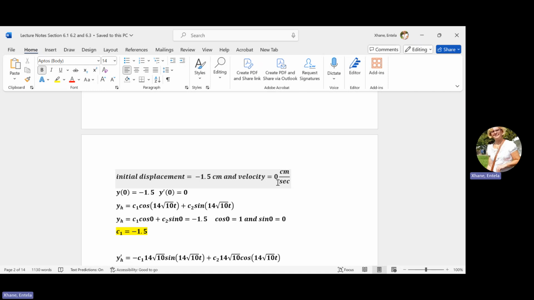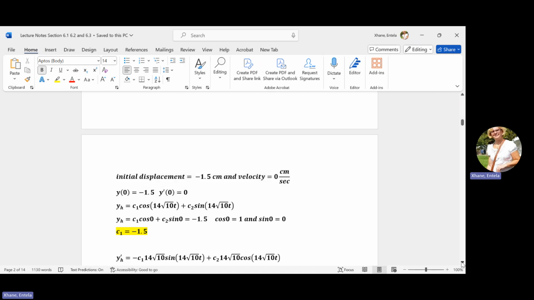So we apply the initial conditions into the first formula, which is the formula for the displacement. We replace by negative 1.5 and the time by 0. So we have C1 cosine 0 plus C2 sine 0 equals negative 1.5. We know that sine 0 is 0 and cosine 0 is 1. So therefore, C1 is negative 1.5.